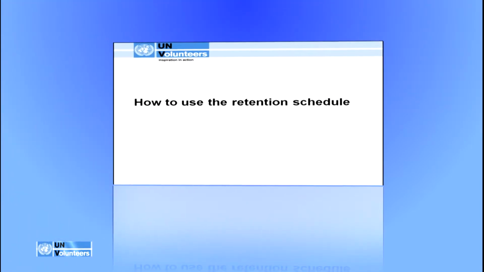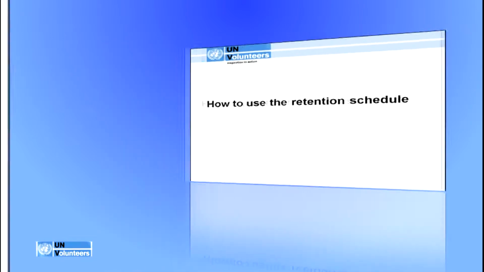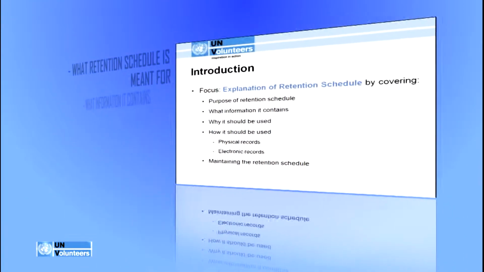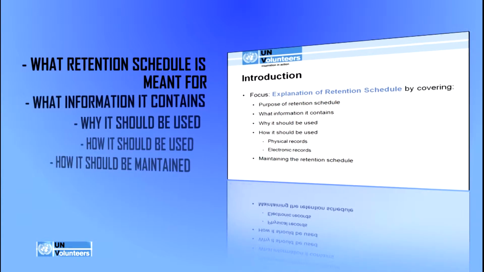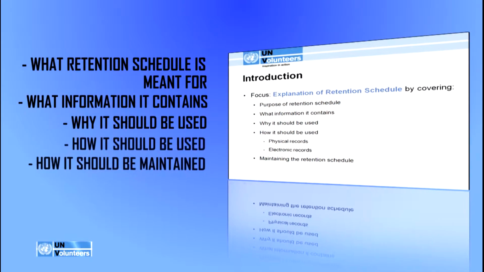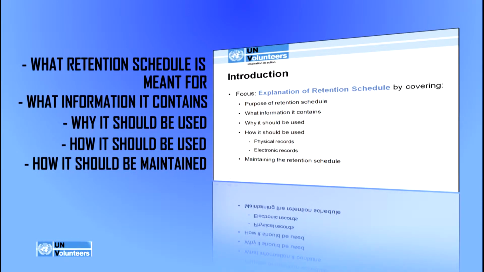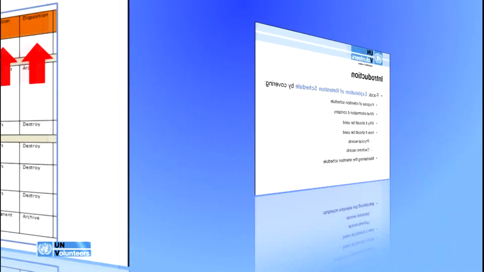Welcome to the second video on the UNV Records Management Policy Framework. In this video, we shall explain the retention schedule by covering what a retention schedule is meant for, what information it contains, why it should be used, how it should be used, that is, covering both its application for physical and electronic records, and finally, how it should be maintained.